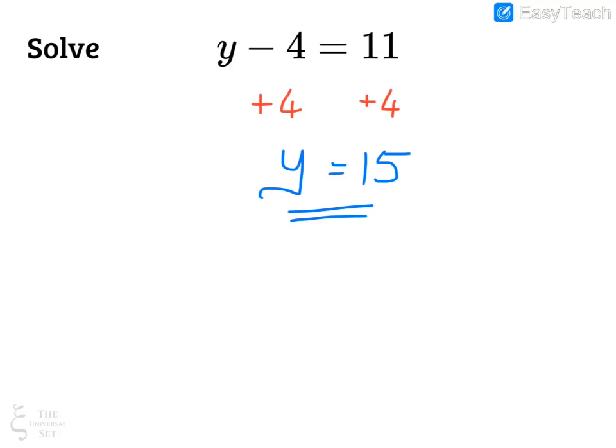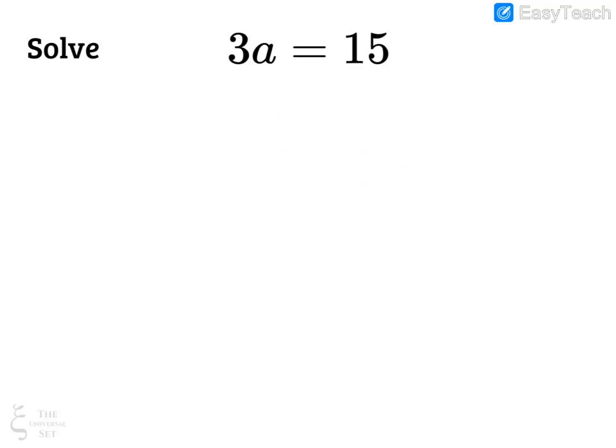Okay, just a few more examples. This time we've got 3a is equal to 15. And we said before, didn't we? I'm just going to write this out in a slightly different way. We said before that 3a, the 3 just next to the a with no symbol in between, means 3 multiplied by a. I'm just writing that out so remember that that's what it means. So 3 multiplied by a equals 15.